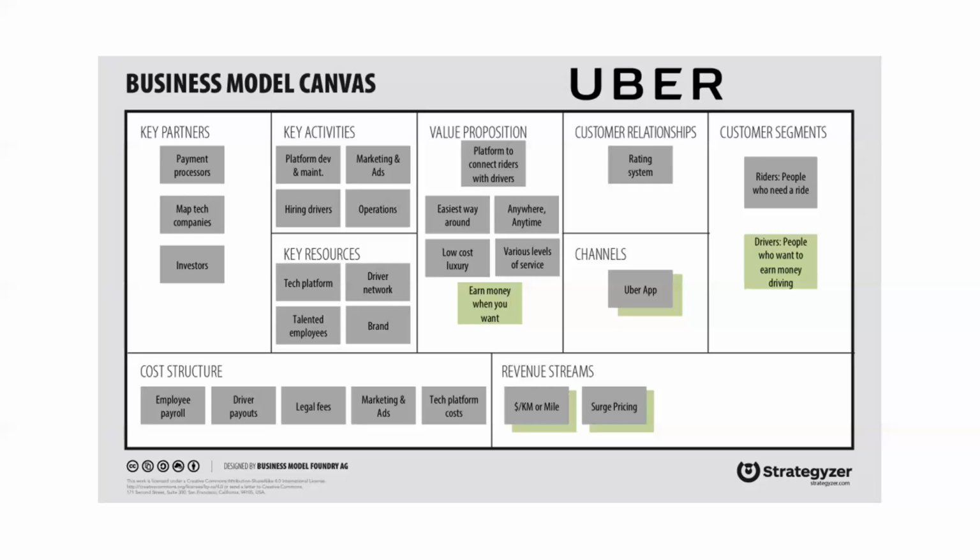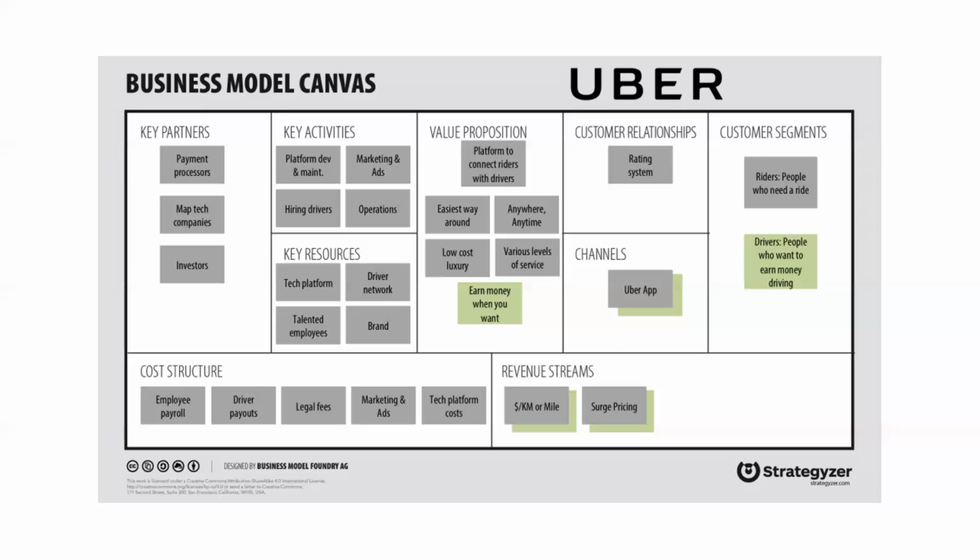And let's go to their value proposition. Well, they have a low cost. You can earn money whenever you want. So here you can see that we have the business model that includes not only the part for Uber, but also the value proposition for the consumers and the value proposition for the drivers. So the green part is, yeah, you can earn money whenever you want. You can drive as much as you want.